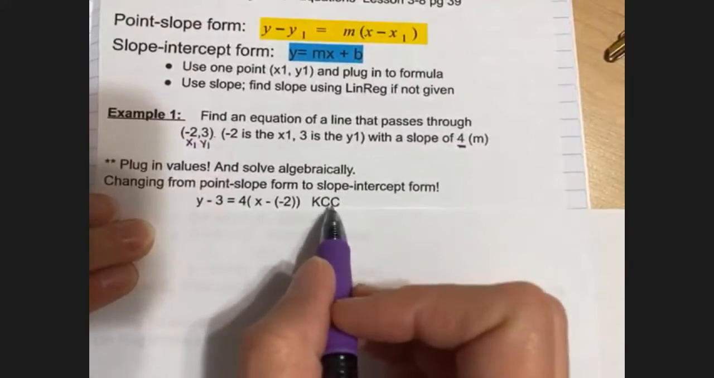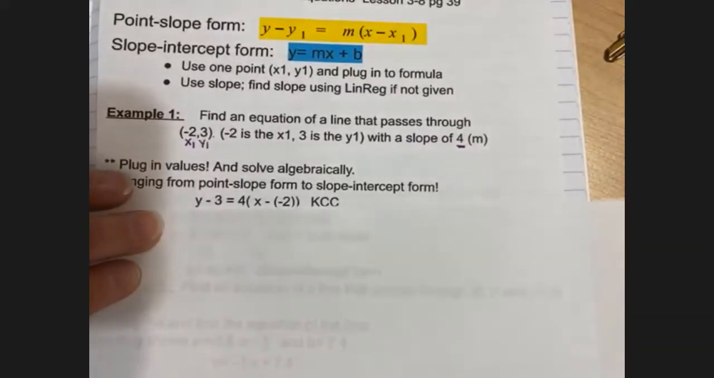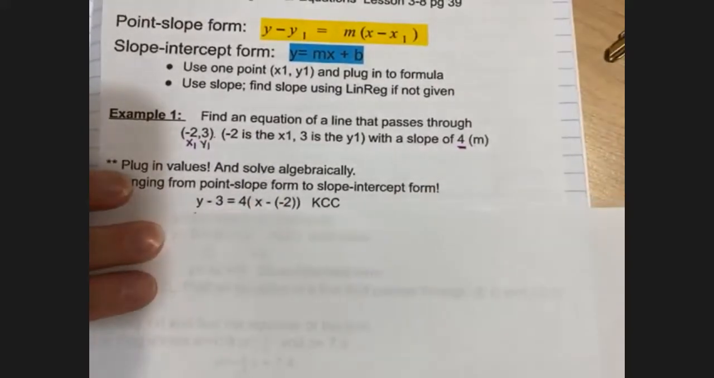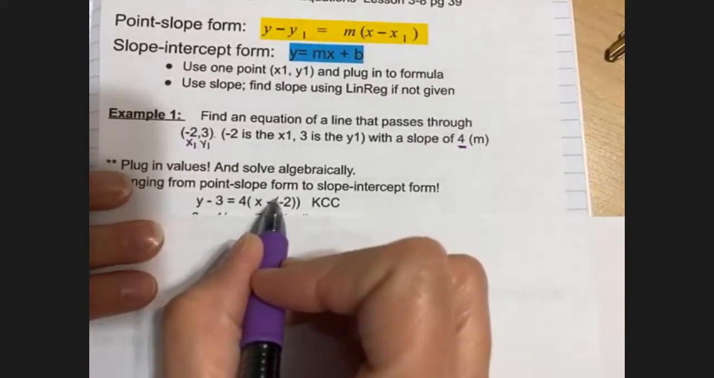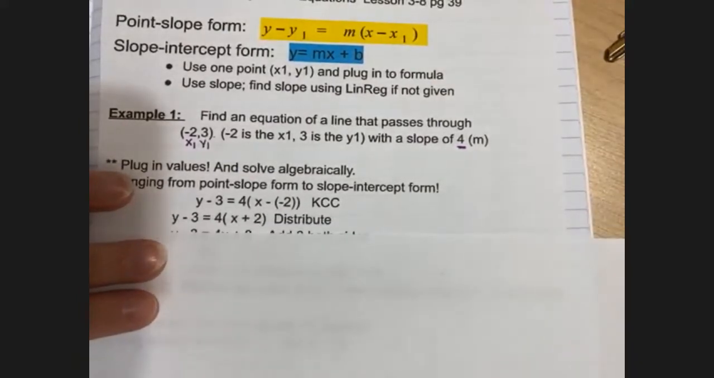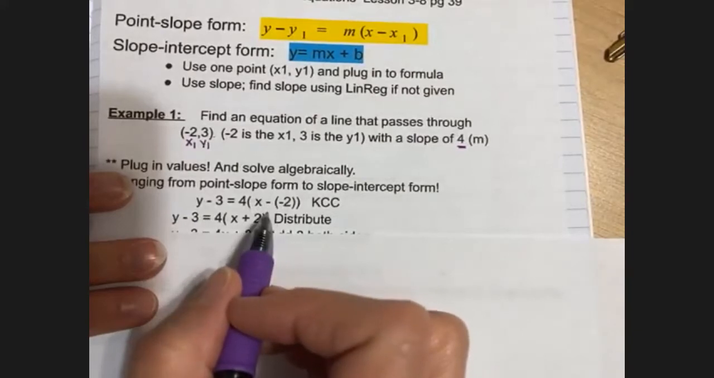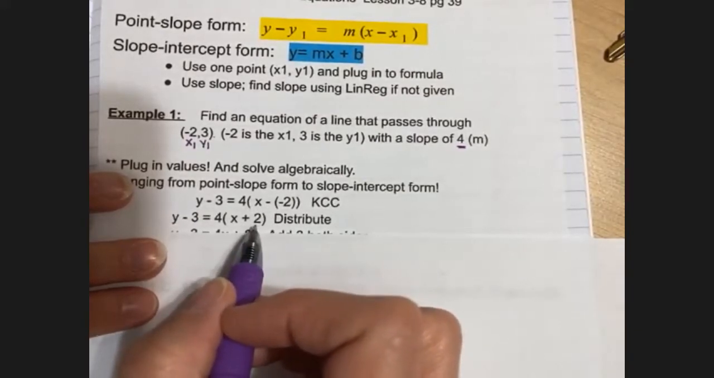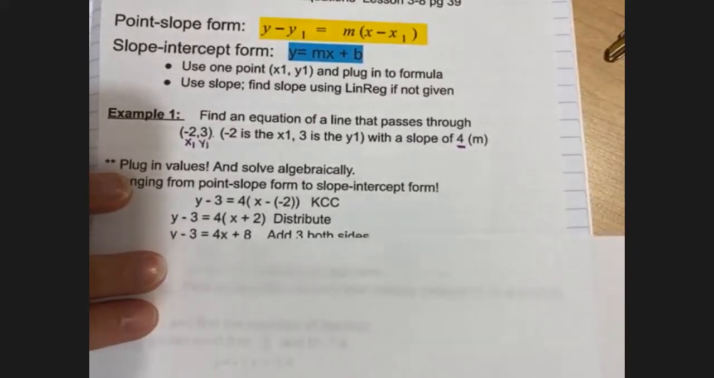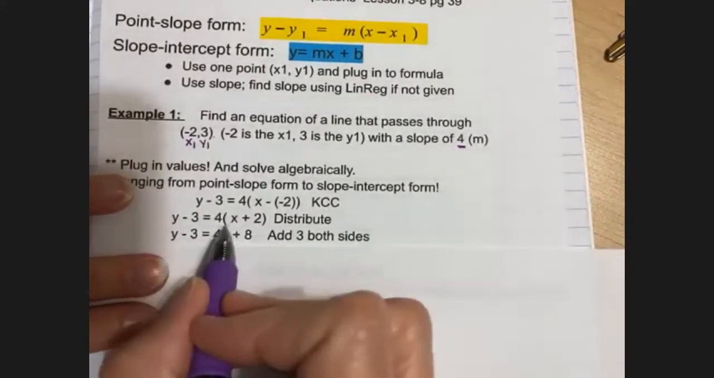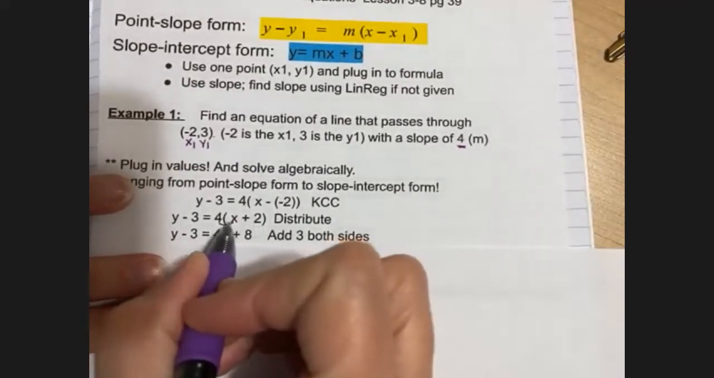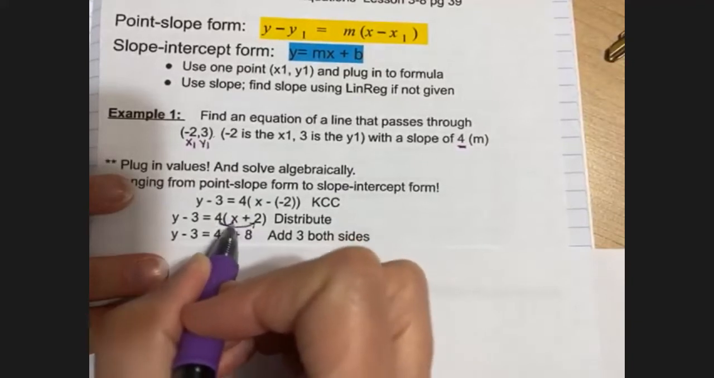And so I put here "keep, change" as just a reminder that you're going to change this to an addition problem. So keep, change. That would be x plus 2 there, because I would change minusing a negative to adding a positive. And then at that step, we would distribute. And so y'all know how to do that, 4x plus 8. That's just a reminder that we're distributing there and there.